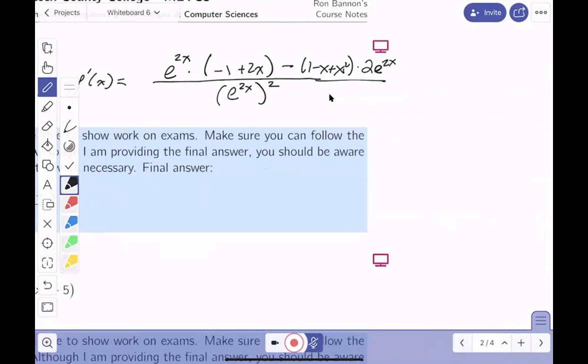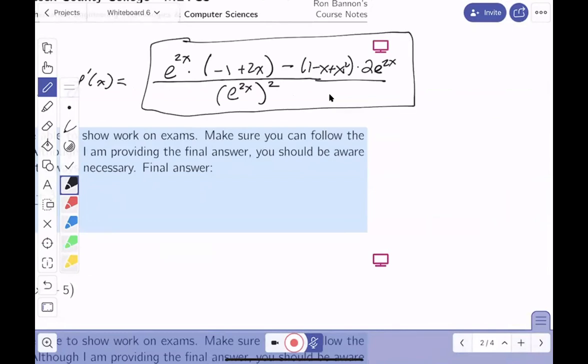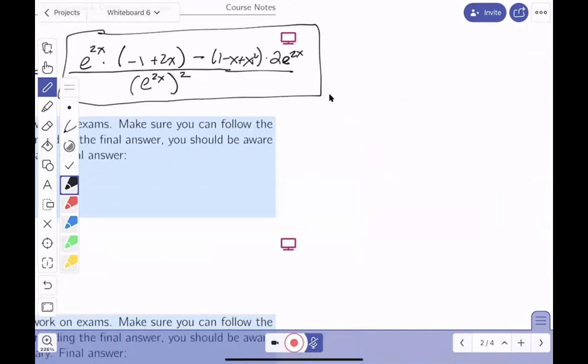Now on exams, this is not all teachers, but I would say, gee, good job. You did find the derivative. Our goal, though, is to simplify these. And why is that? We have to use them at some point. Right now, this is an unusable form. What I'm going to do is divide top and bottom by e to the 2x. And what would you get?